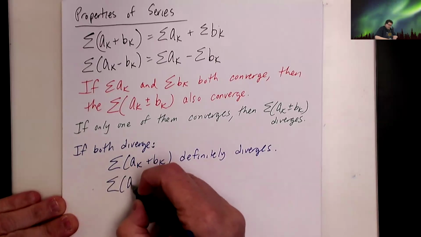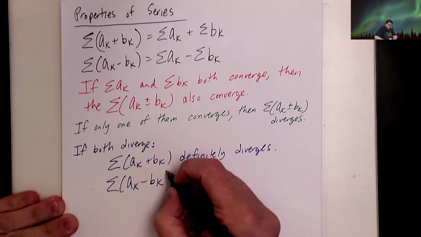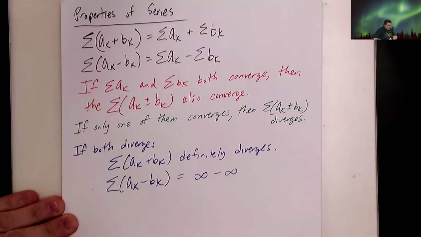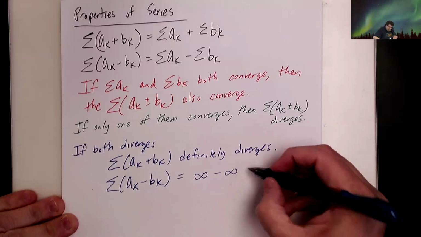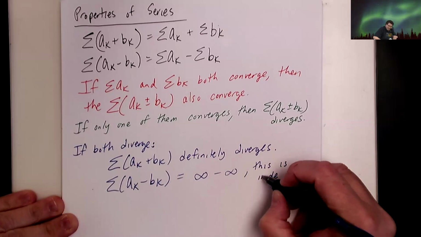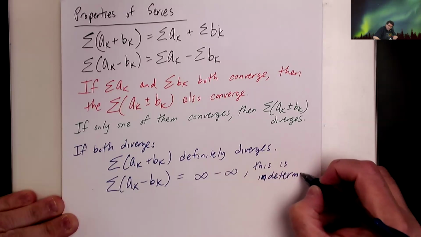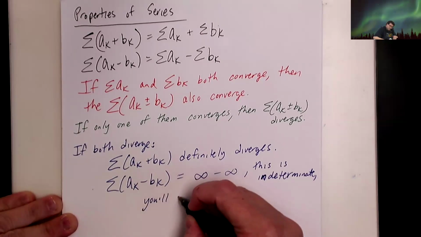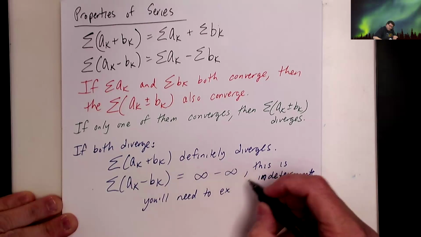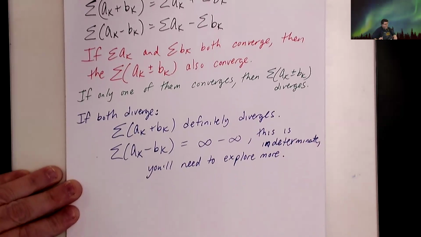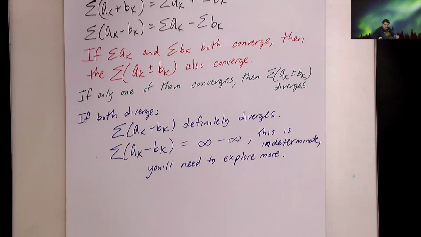But if we look at the minus one, this is going to be like infinity minus infinity, or could be infinity minus infinity. This is indeterminate. So don't just look at it in this form. You'll need to explore more, and I'll show you an example of that coming up.